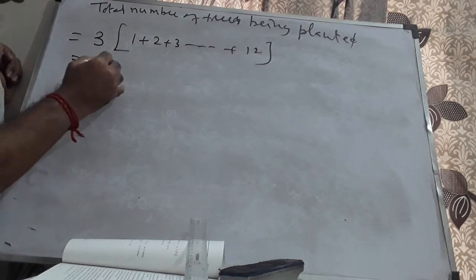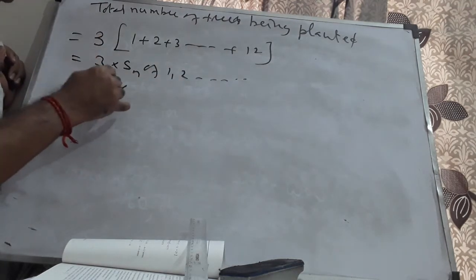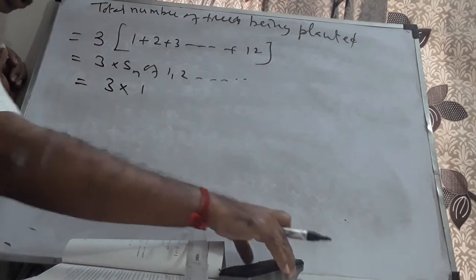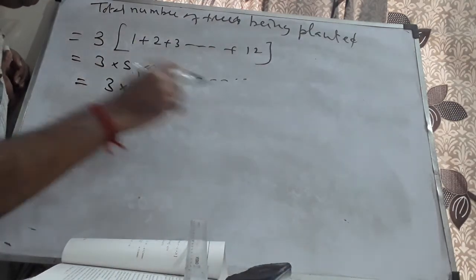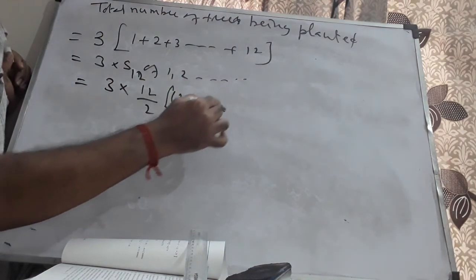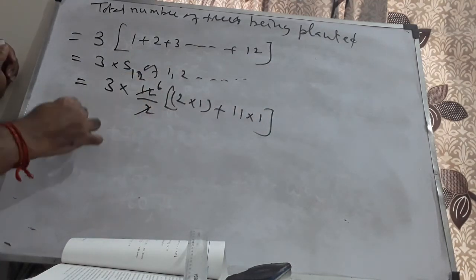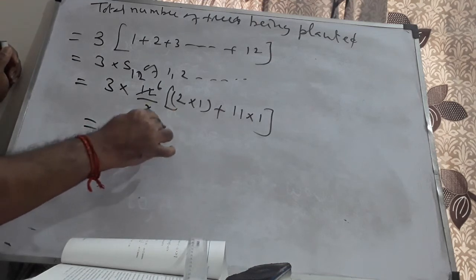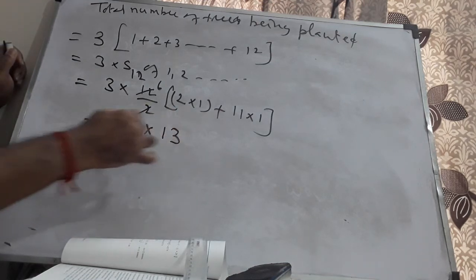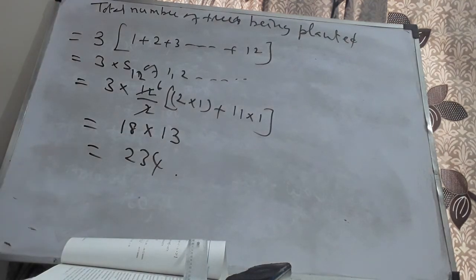Here this is nothing but Sn of 1, 2, 3, and so on. For 3 into S12, this is 12 by 2 into 2 into 1 plus 11 into 1. D is also 1 here. This is anyway 6, for 18 into 13. You can calculate this: 18 threes are 54, 234. Therefore, 234 trees would have been planted on the whole by those 36 sections in the school.